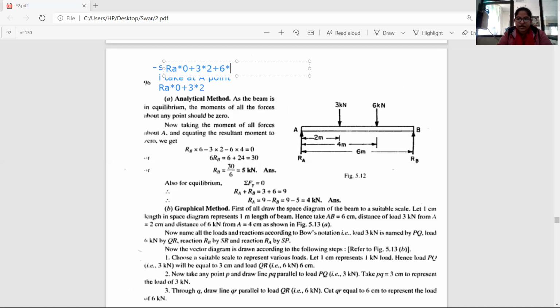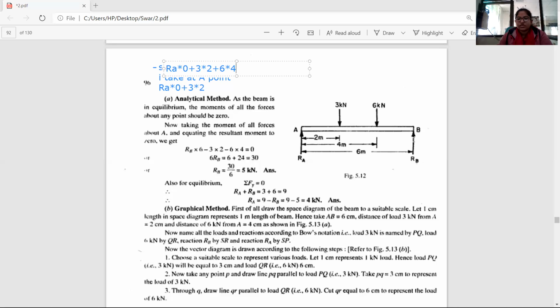Next is my 6, multiplied by the distance between this point and this force, which is 4. The magnitude is 6, and the direction is already clockwise, that's why my sign will be positive.